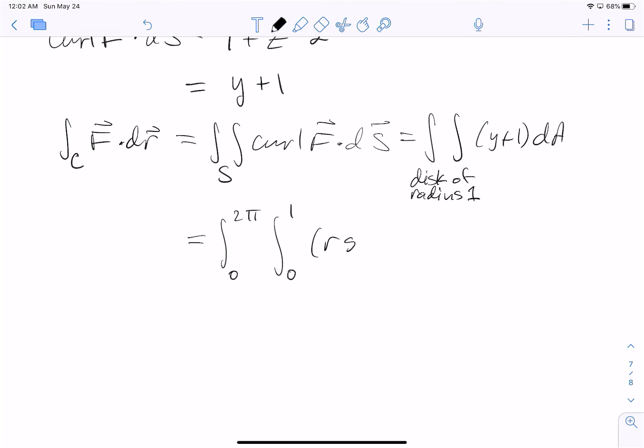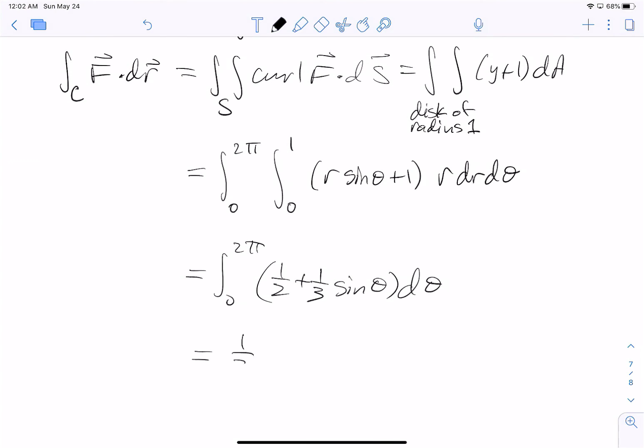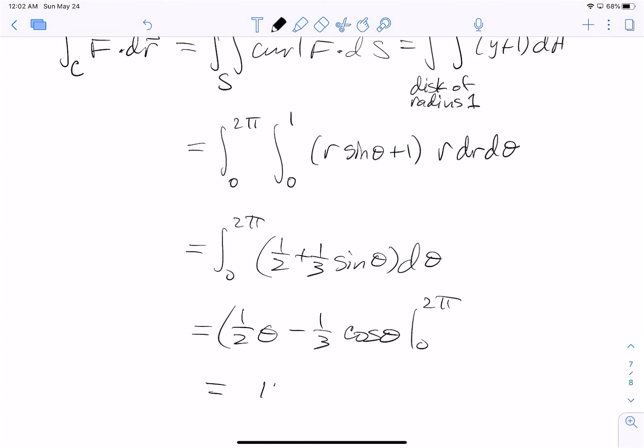y is equal to r times the sine of theta. Then we have our plus 1, and dA is r dr d theta. Distributing and integrating with respect to r, and then substituting, is going to give us the integral of (1/2 plus 1/3 times the sine of theta) d theta, which then gives us 1/2 theta minus 1/3 times the cosine of theta from 0 to 2 pi. We end up with a result of pi.